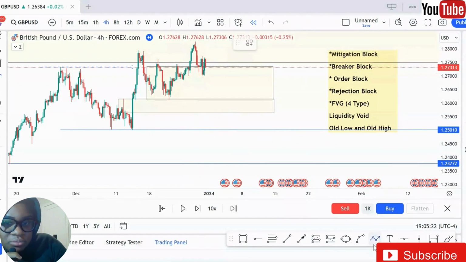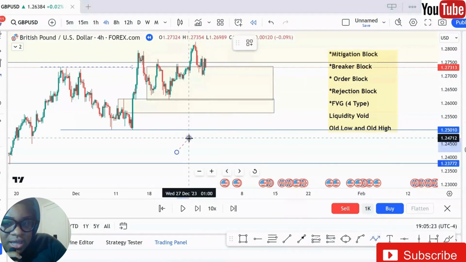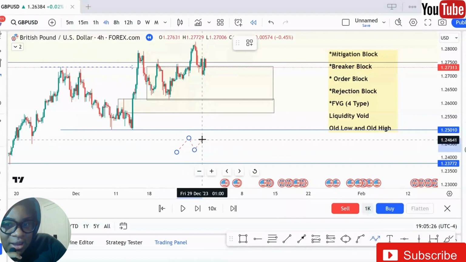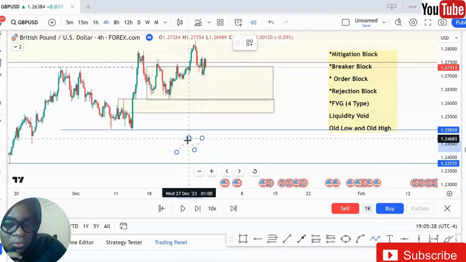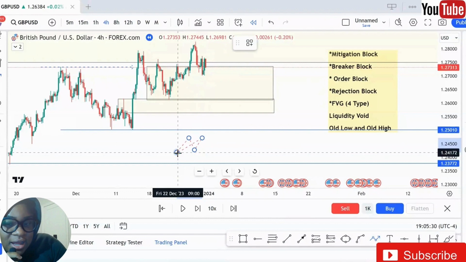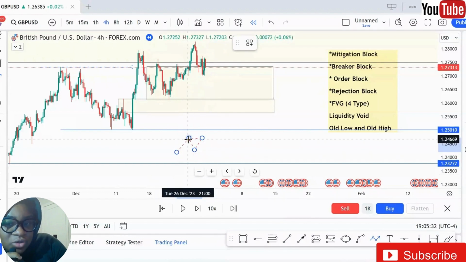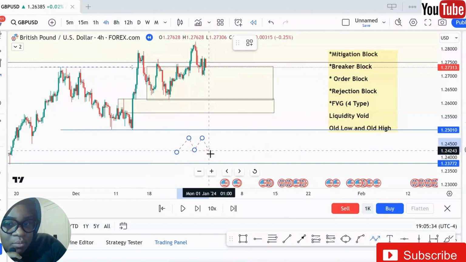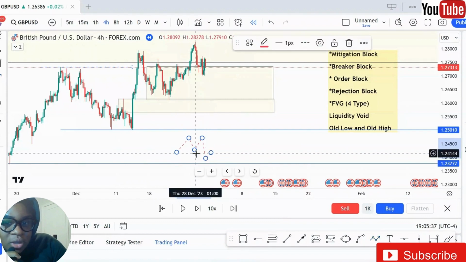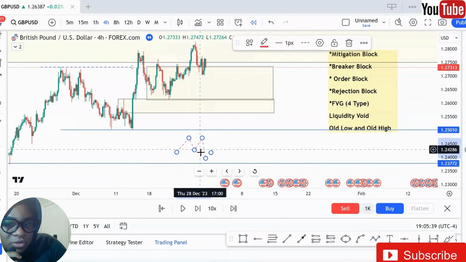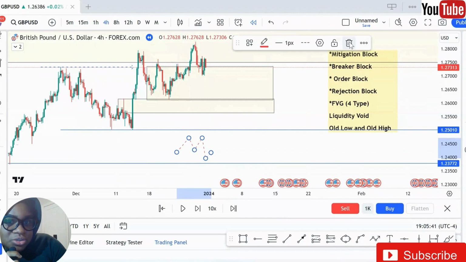While for a mitigation block, market does the same thing: higher high, higher low, higher high, but did not break the higher low, did not break the higher high. Do you see it here, right? But then it comes and shifts market structure. We expect the last candle before the impulse move to be taken as our mitigation block.